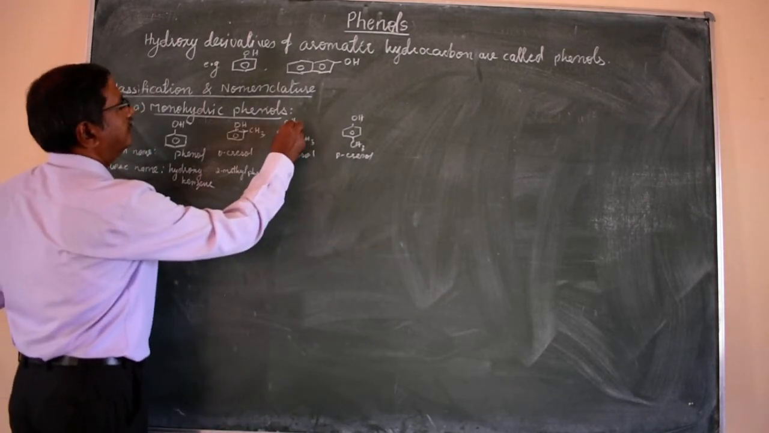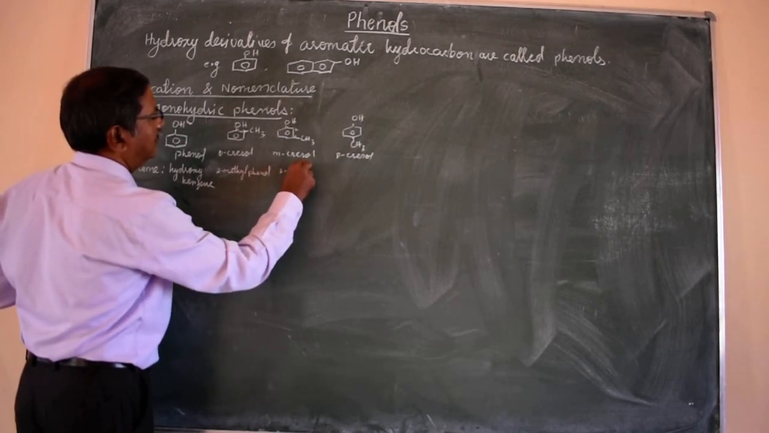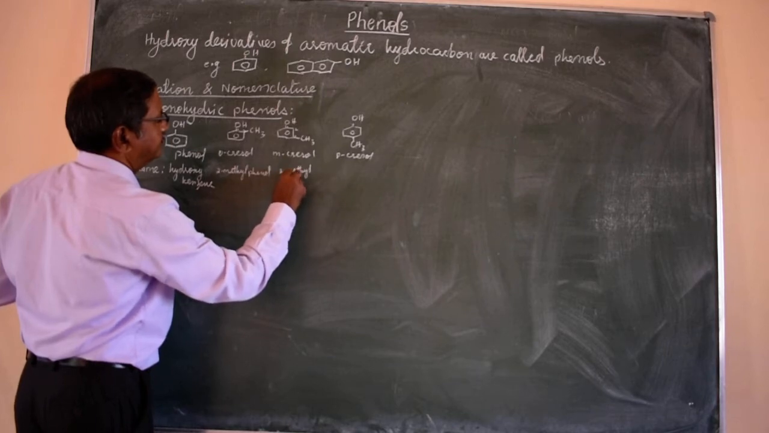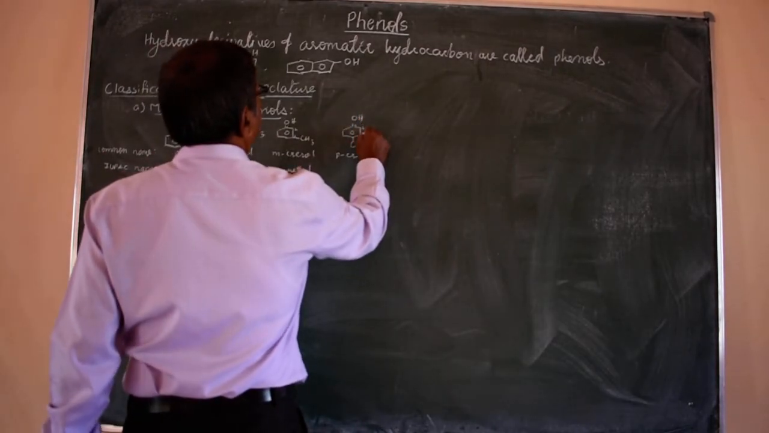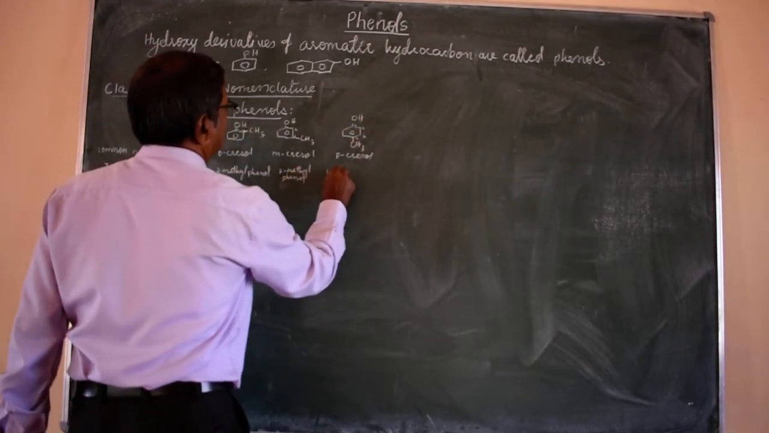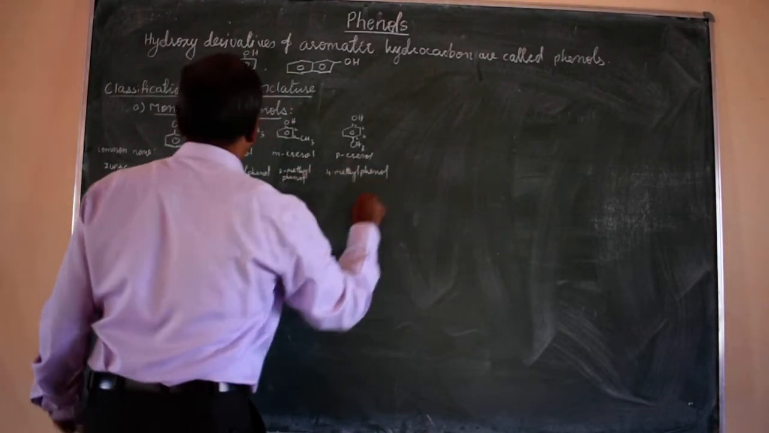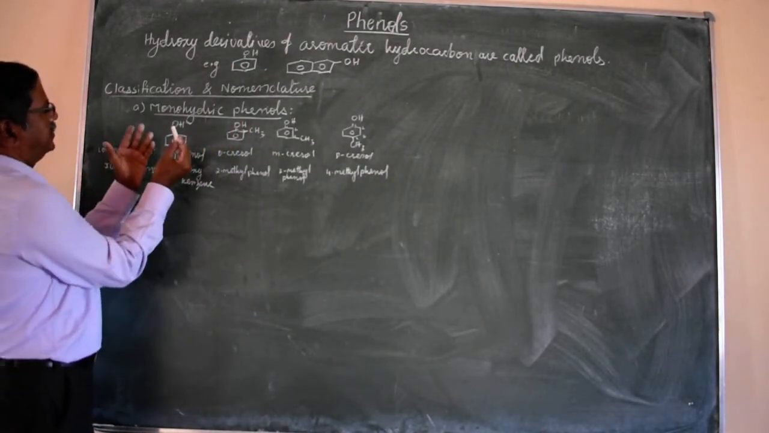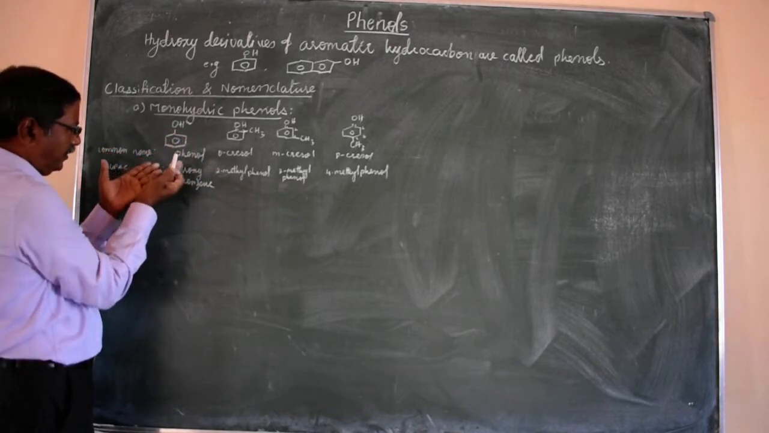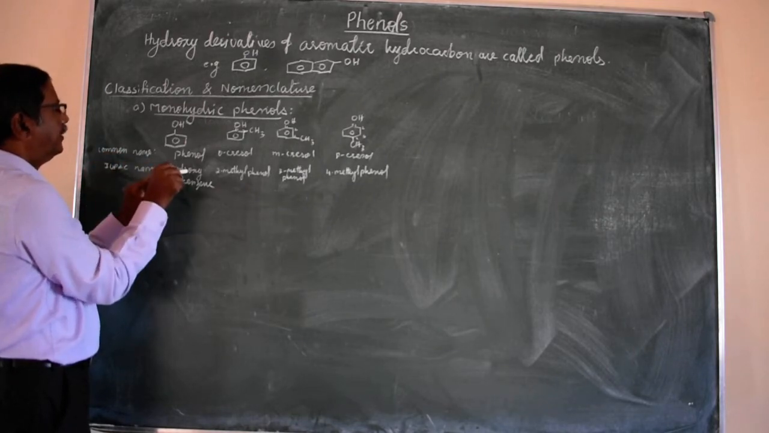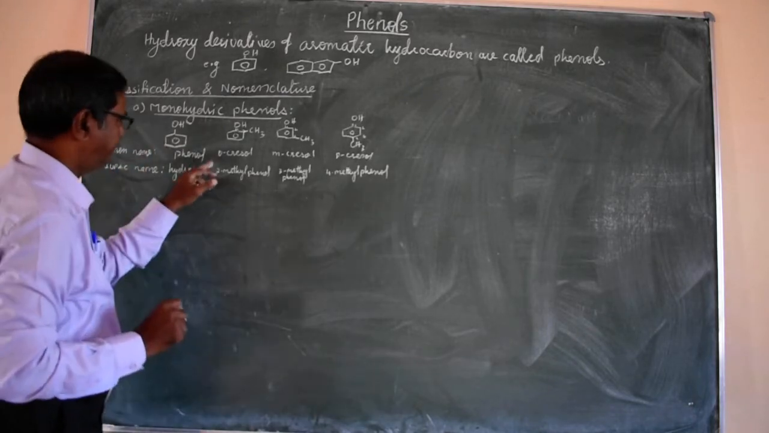Then we know this compound, 1, 2, 3, is 3-methylphenol, and 1, 2, 3, 4, it's 4-methylphenol. The IUPAC name hydroxybenzene is also included. This one is phenol in IUPAC also, or can also be named as per the system hydroxybenzene or simple phenol.